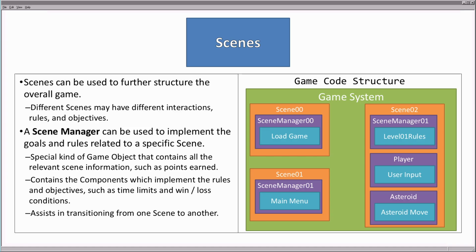Scenes can be used to further structure the overall game. Different scenes may have different interactions, rules, and objectives. A scene manager can be used to implement the goals and rules related to a specific scene. It's a special kind of game object that contains all the relevant scene information, such as points earned. It contains the components which implement the rules and objectives, such as time limits and win-loss conditions. It also assists in transitioning from one scene to another.